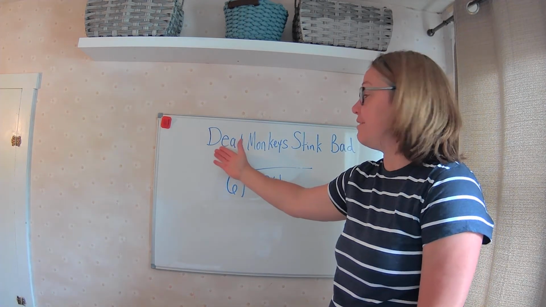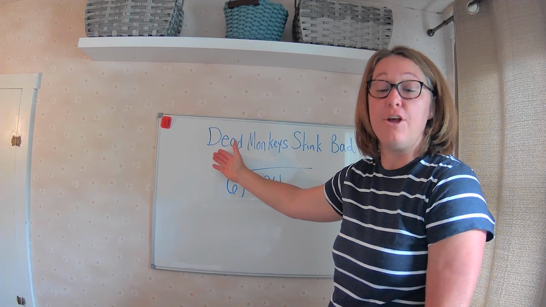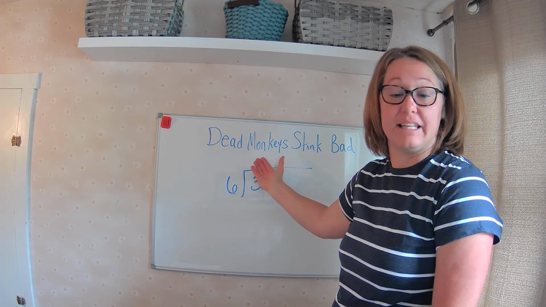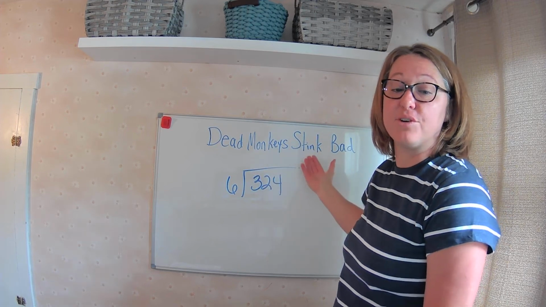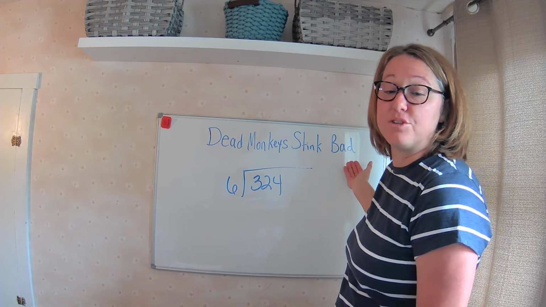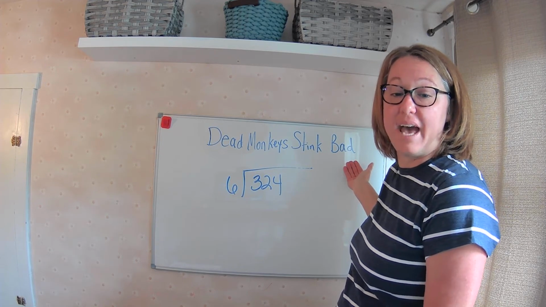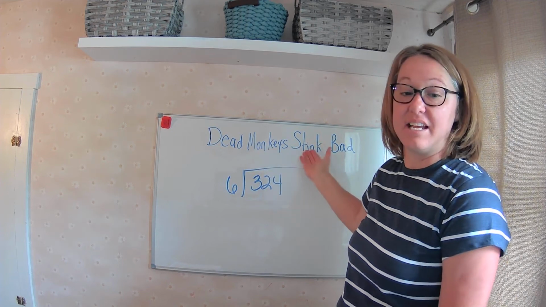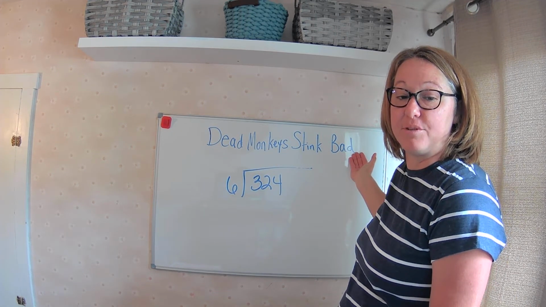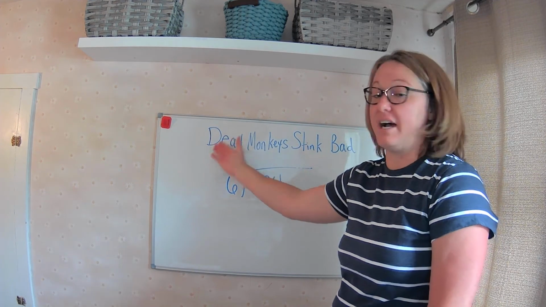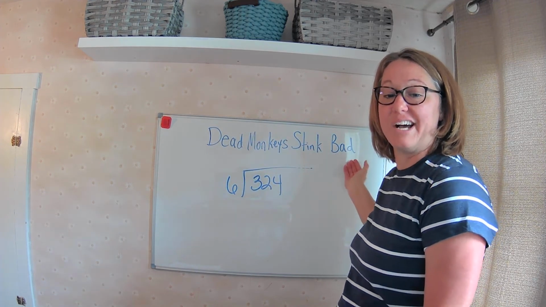We have dead stands for divide. First, we're going to divide. And then we're going to multiply, and that's where monkeys comes in. Then we're going to subtract, and that's what stink stands for. And then we're going to bring down. That's what bad stands for. So if we can remember, dead monkeys stink bad, it'll help us to remember divide, multiply, subtract, bring down. Divide, multiply, subtract, bring down.